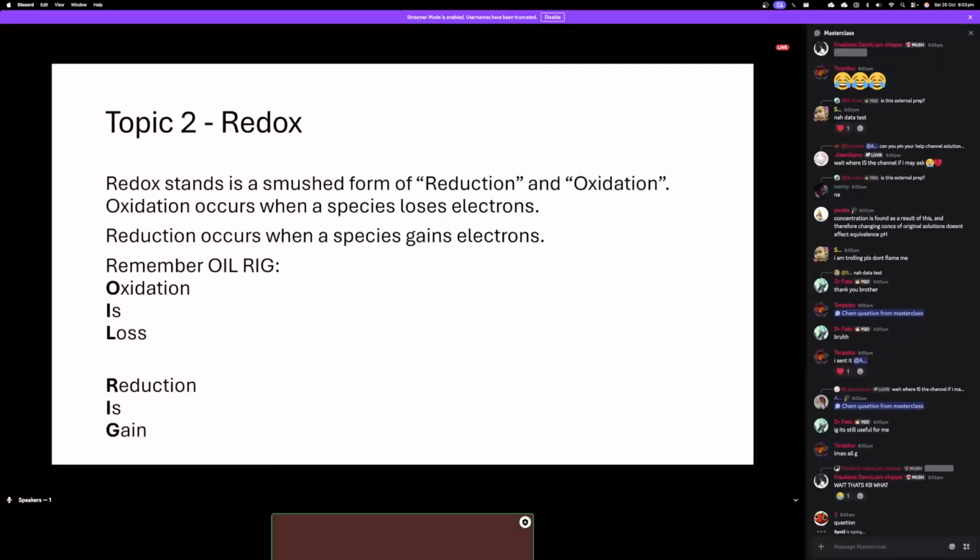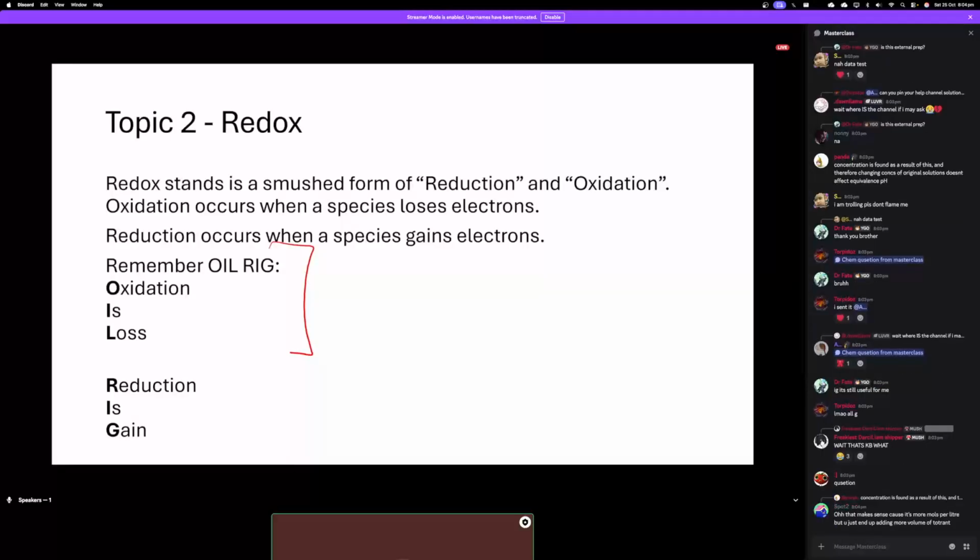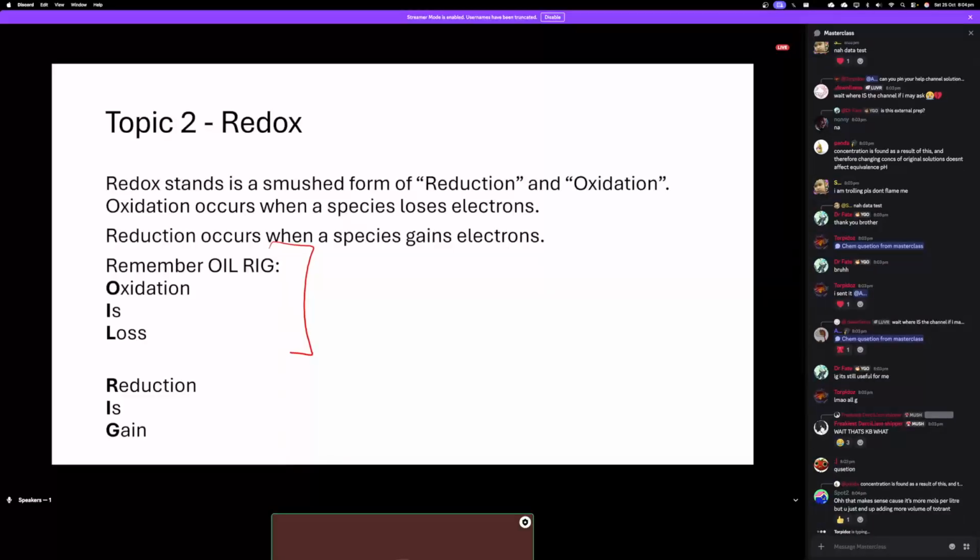Topic 2, redox. Everything comes down to redox, it's just a smushed form of the words reduction and oxidation. Oxidation is when something loses electrons, reduction is when something gains electrons. So it's probably helpful to remember the acronym OIL RIG. Oxidation is loss, reduction is gain.